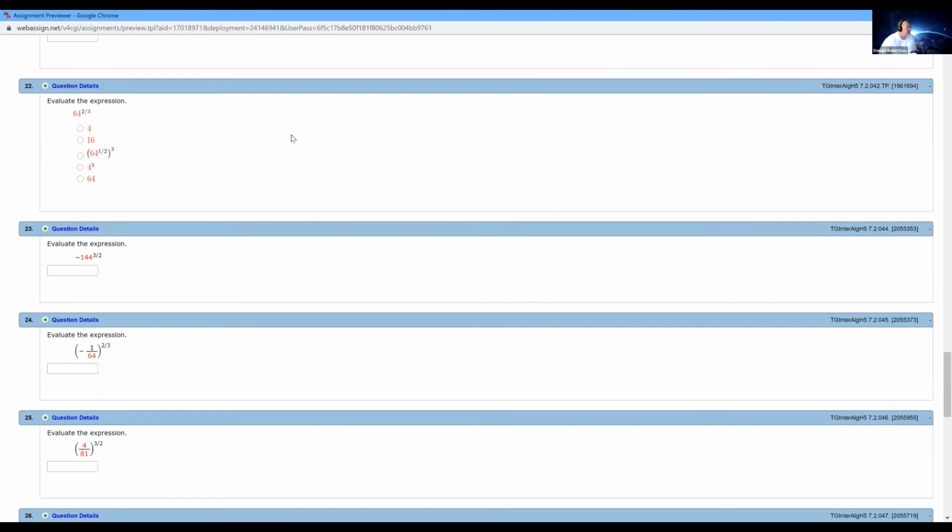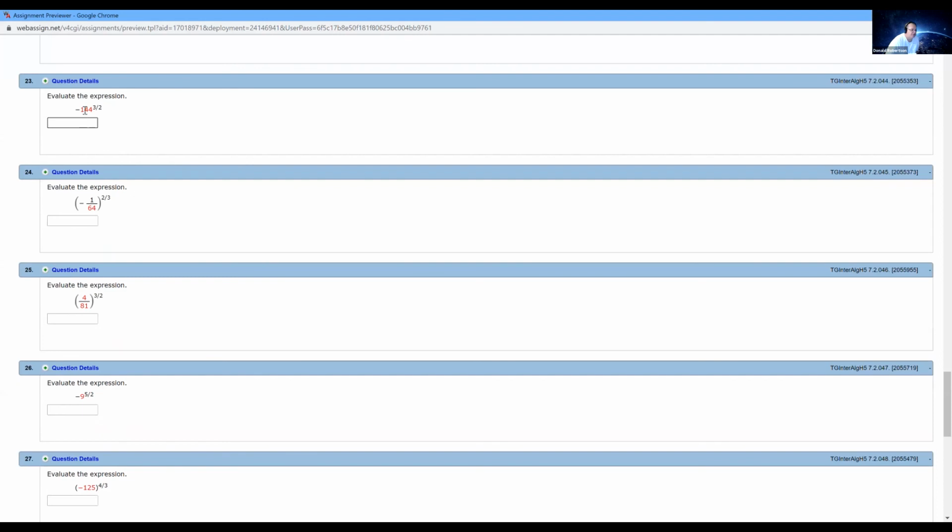64 to the power of 2/3. Wouldn't that be the cube root of 64 squared? Right, so you find the cube root of 64 and then you square your answer. What is the cube root of 64? I see 4. You agree? 4? Square root is 8, but the cube root is 4. And then you square it. So 4 squared, 16. That would have been the answer.